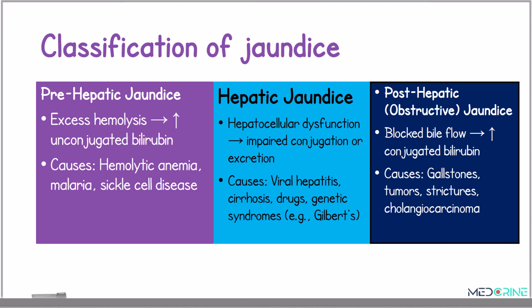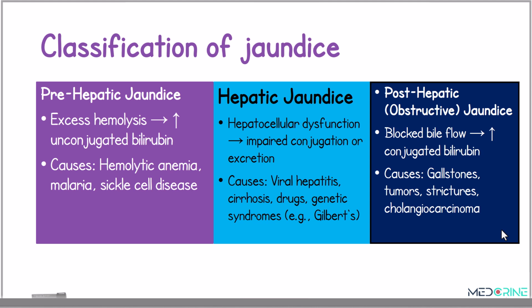Pre-hepatic jaundice arises from an increase in red blood cell breakdown, producing excessive unconjugated bilirubin. The liver's capacity to conjugate bilirubin is therefore overwhelmed, and the causes for pre-hepatic jaundice include hemolytic anemias, sickle cell disease, malaria, and transfusion reactions. The next type of jaundice is hepatic jaundice.